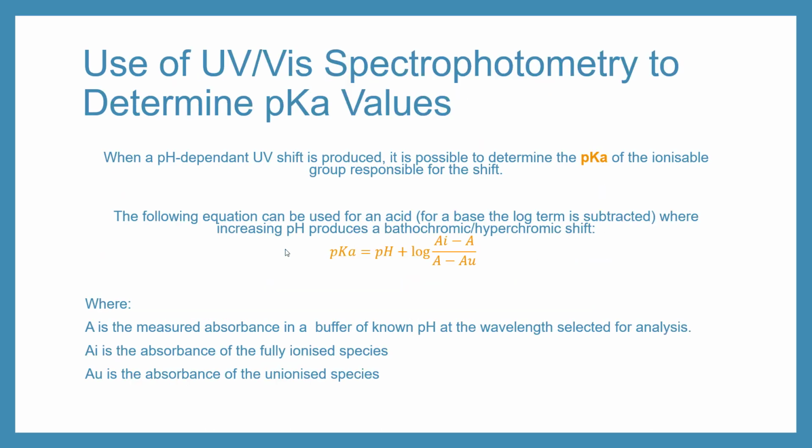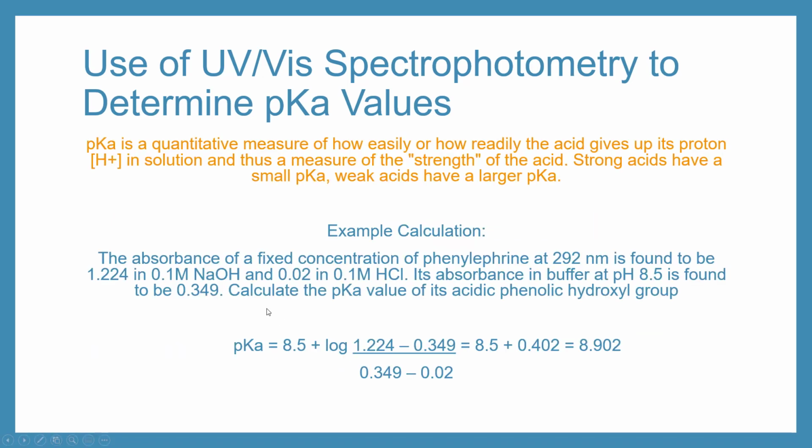So the equation that's used, and just be aware this is specifically for an acid at the moment. For a base, the log term is subtracted, so rather than having pH plus a log, it'll be pH minus log. We can determine the pK values. So let's just look at the acid for a moment. Here we are working out our pKa, which is known as the strength of our acid, and is equal to the pH used plus the log of Ai, the absorbance of the fully ionized species, minus the measured absorbance, divided by the measured absorbance minus the absorbance of the unionized species. So we can look at an example of that.